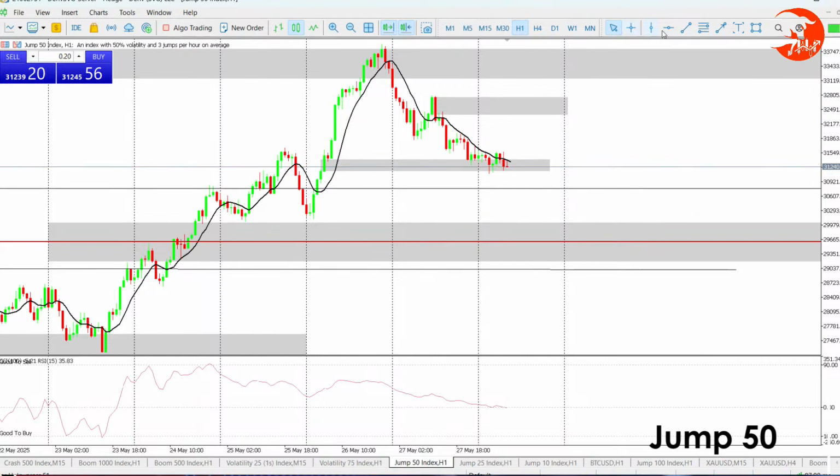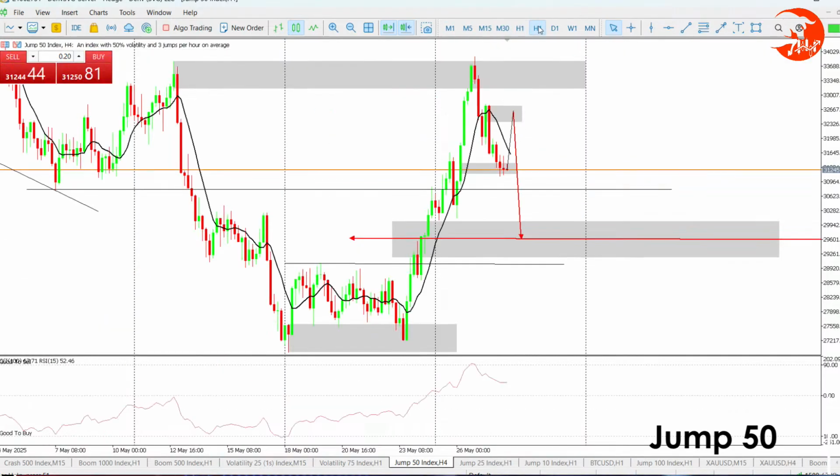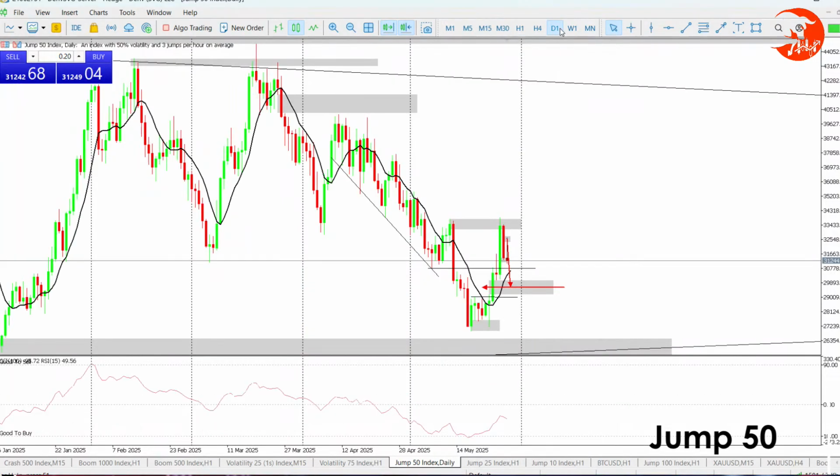So price is likely to react back there and then give us sales again, because on H1 we are still selling, on H4 we are still selling, so we have to continue selling. Yeah, we have to continue selling.